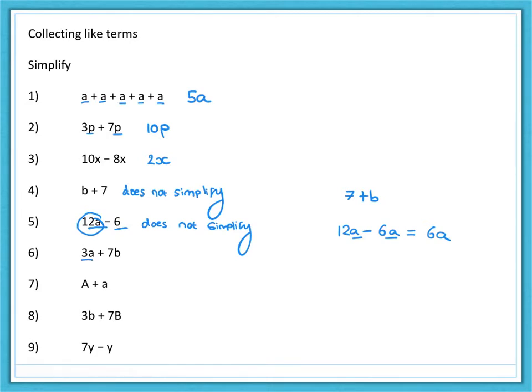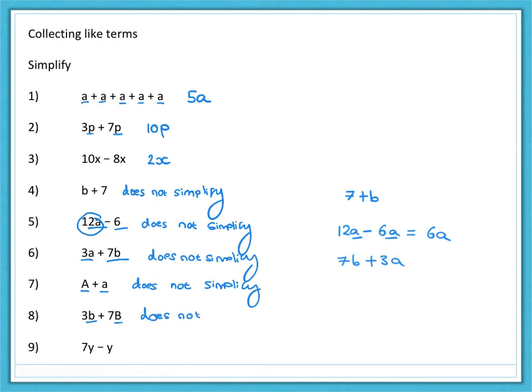Question 6, again, these are unlike terms, so this does not simplify. If you wanted to, you could write this as 7b plus 3a, but there's nothing else that we could do with this, really. Number 7, an interesting one. Look at the two different letters here. Because that's a capital A and because that's a lower case k, they're not considered to be like terms, so this does not simplify. And that's the same with question 8. Although in English, a lowercase b and a capital B are essentially the same letter, in algebra, they represent different terms, so this does not simplify.